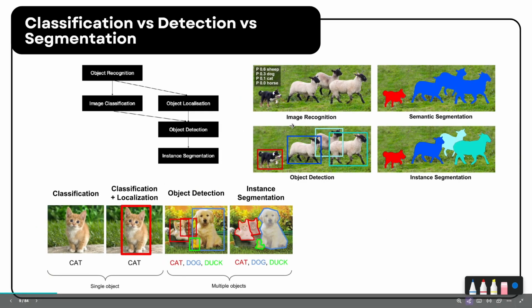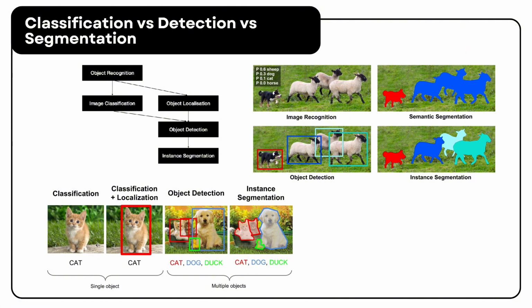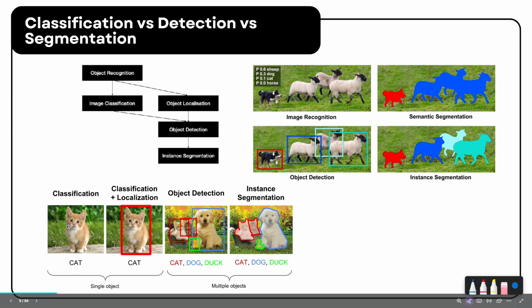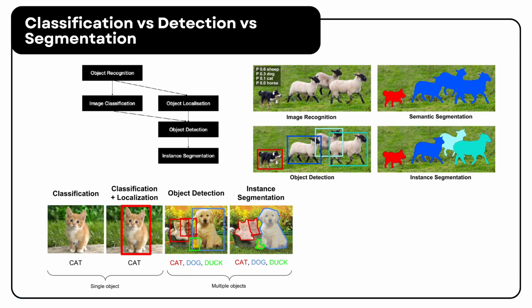So what we have here is classification. At the most basic level, classification answers the question, what is in the image? As you can see in the image, the model says cat. That's it. It doesn't tell us where the cat is. It just knows that a cat is present. Next, we have classification plus localization. On this one, we add localization. So now, not only does the model know that there's a cat, it also shows where it is using a bounding box. This is something called image localization.